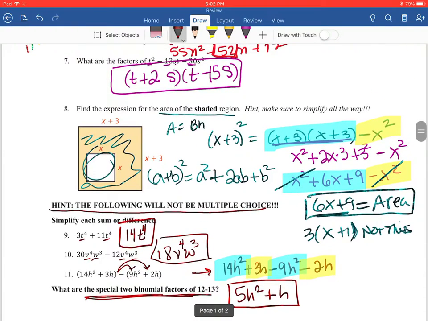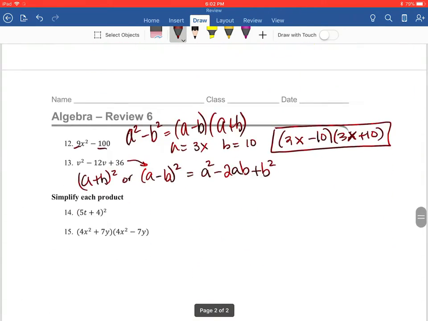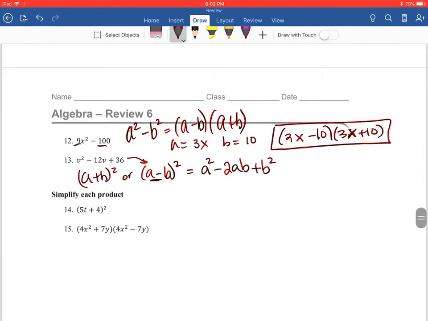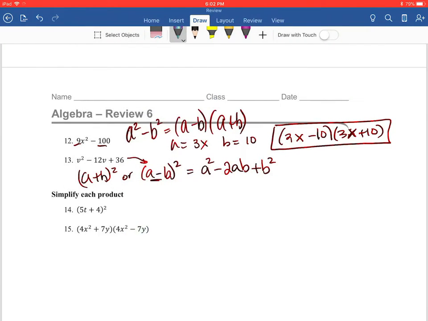It's actually just like we did with problem number 8. It's just in this case here we had a plus b. Here we have a minus b. So now I'm going to take my a value. My a value is v. So that's going to be, let me do a different color, v squared minus 2 times my a value, which is v, times my b value, which is, in this case, 36. That's going to become 6.